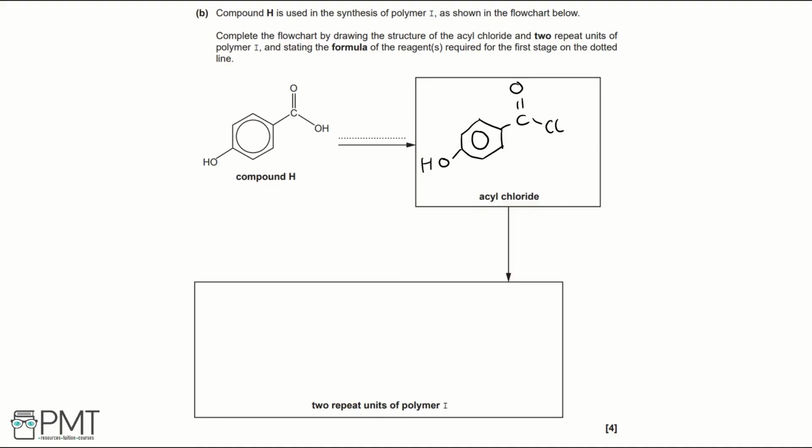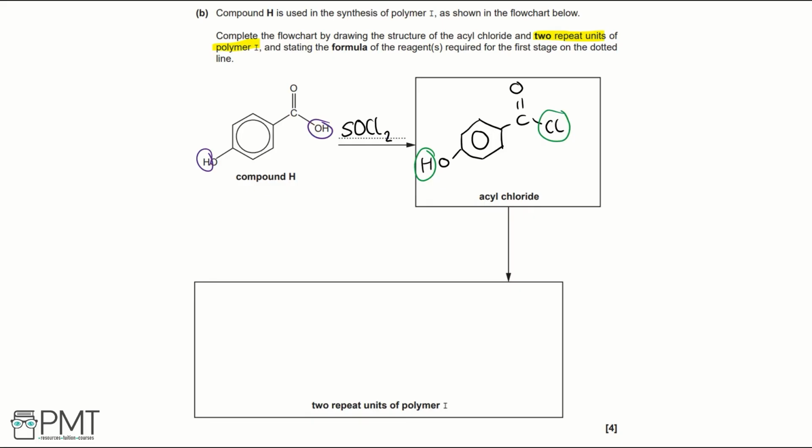The reagent for turning a carboxylic acid into an acyl chloride is SOCl2. So it's just one reagent here. And now we're asked to draw 2 repeat units of polymer I. So polymer I is when you're having the acyl chlorides reacting together. So this is a similar process to when you have a carboxylic acid and an alcohol, where you produce a polyester and water. But instead of producing the water, we're going to produce hydrochloric acid, because we're going to have our hydrogen and our chlorine rather than having our hydrogen and our OH.